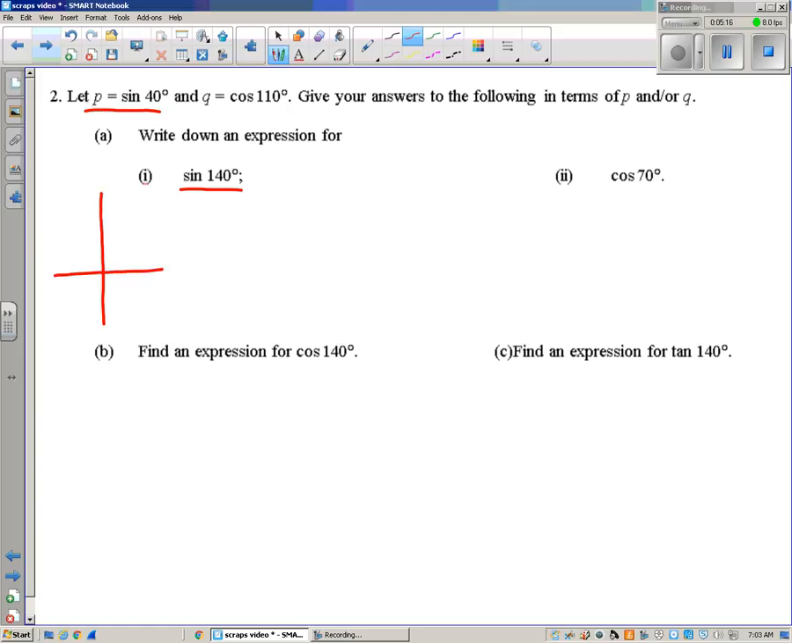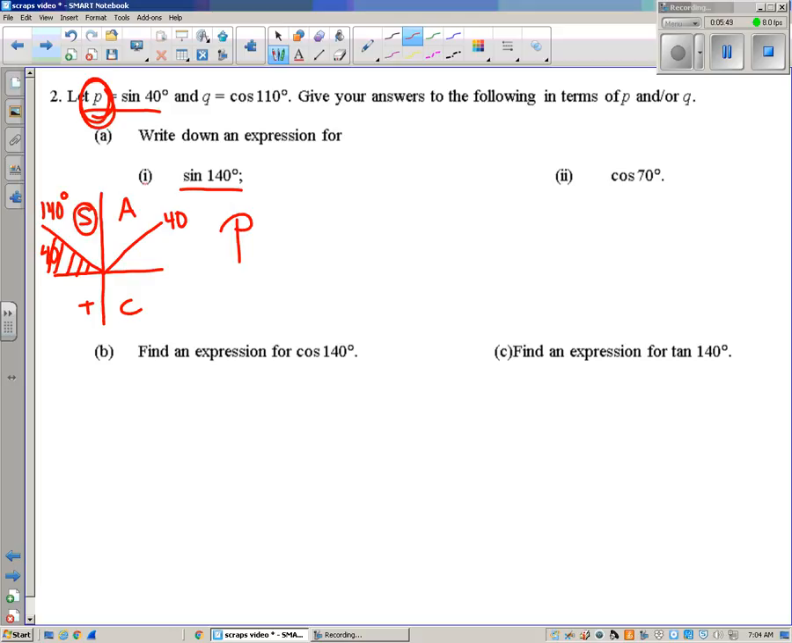Sine of 40 exists in quadrant 1. Sine of 140 exists in quadrant 2. However, 140 degrees has a reference angle of 40. So the value that we get in quadrant 1 should be the same as the value we get in quadrant 2. Since sine is positive in quadrant 2, all students take calc, I don't have to change the integrity of P. It's going to just be P for my value here.